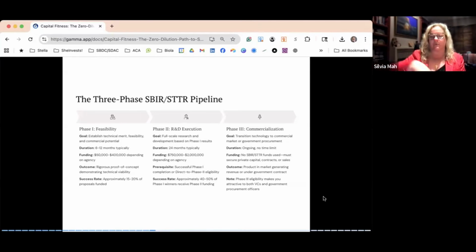And then phase 3 is commercialization, really transitioning technology to commercial market or government procurement, and then ongoing, no time limit. So that's what those 3 phases look like.